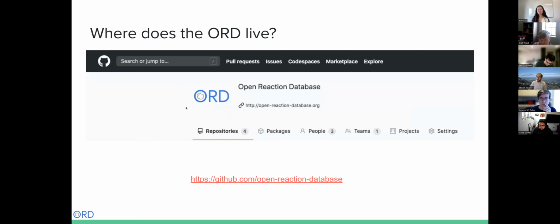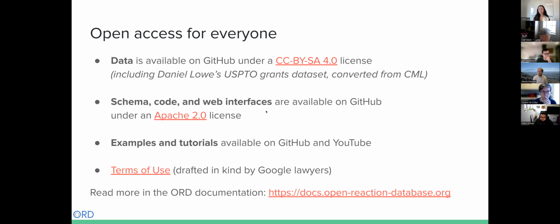So not only is the data in the Open Reaction Database open, also the code that we use to define the web interfaces and to define the schema, all of these things live on GitHub at the Open Reaction Database organization. We've also put a lot of effort into making sure that from a legal and licensing standpoint, the data is accessible. So the data itself is licensed under a CC BY-SA license. The code is under an Apache 2 license, and we have examples and tutorials available on GitHub and YouTube.